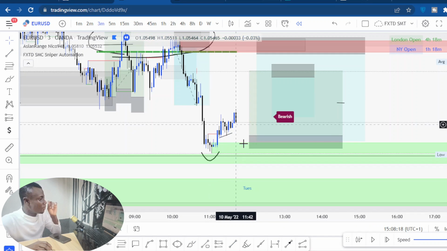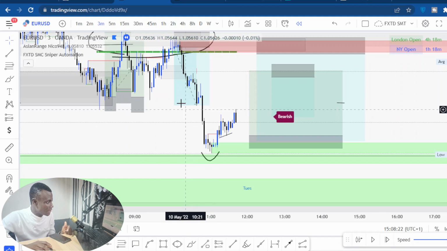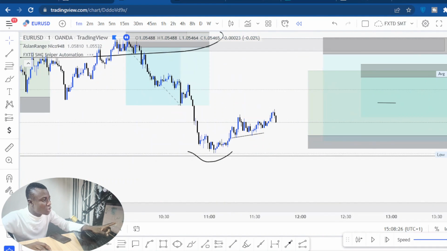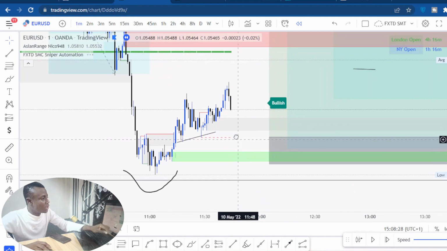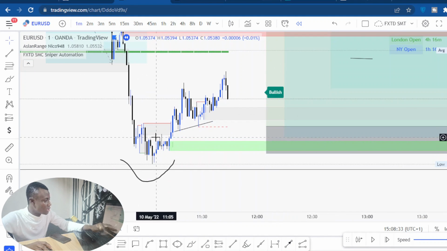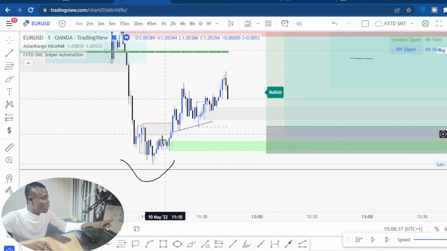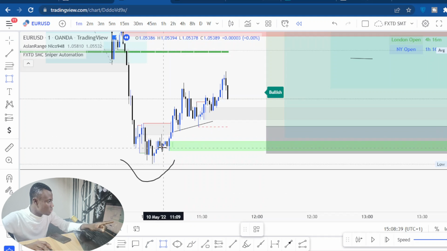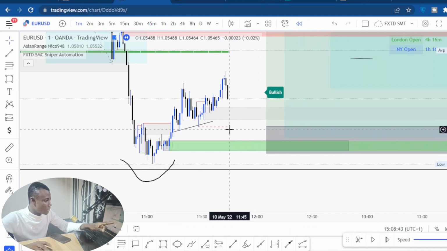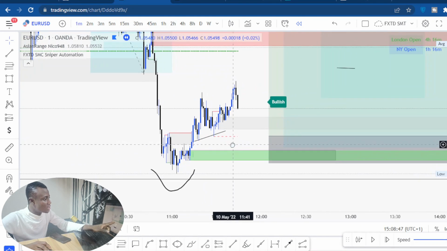Created liquidity for price, like creating fuel for price to shoot to the upside. All right, so at this point on the 1 minute, we are already bullish. You can see the indicator is already telling us we are bullish, because it all started from this zone. And look at this, this is a reasonable place for a possible entry on the 1 minute time frame.